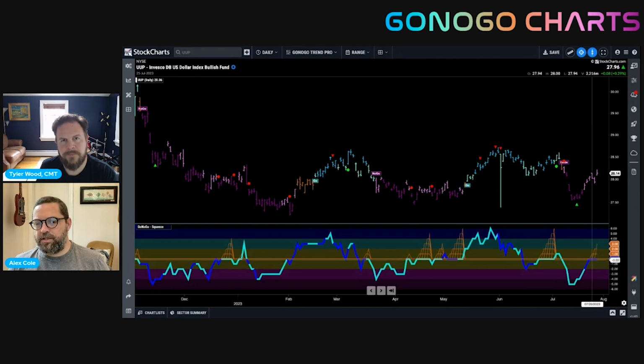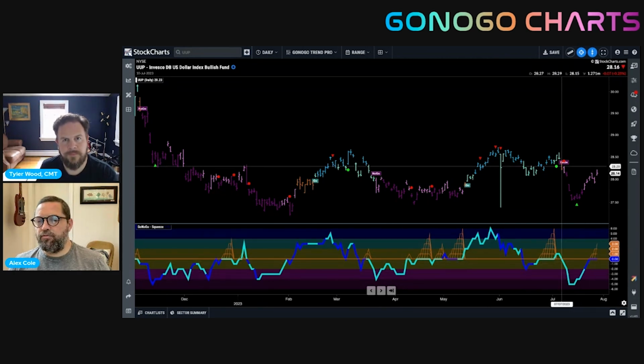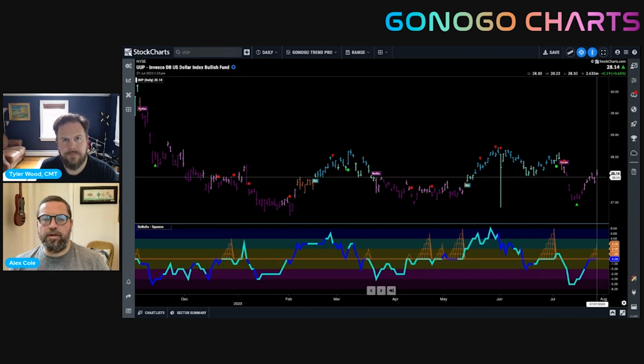We'll want to see if it gets turned away here by the zero line. And if it does, we'd expect price to move lower. If momentum is strong enough to push into positive territory, then this could really be a short-lived period of no-go bars.